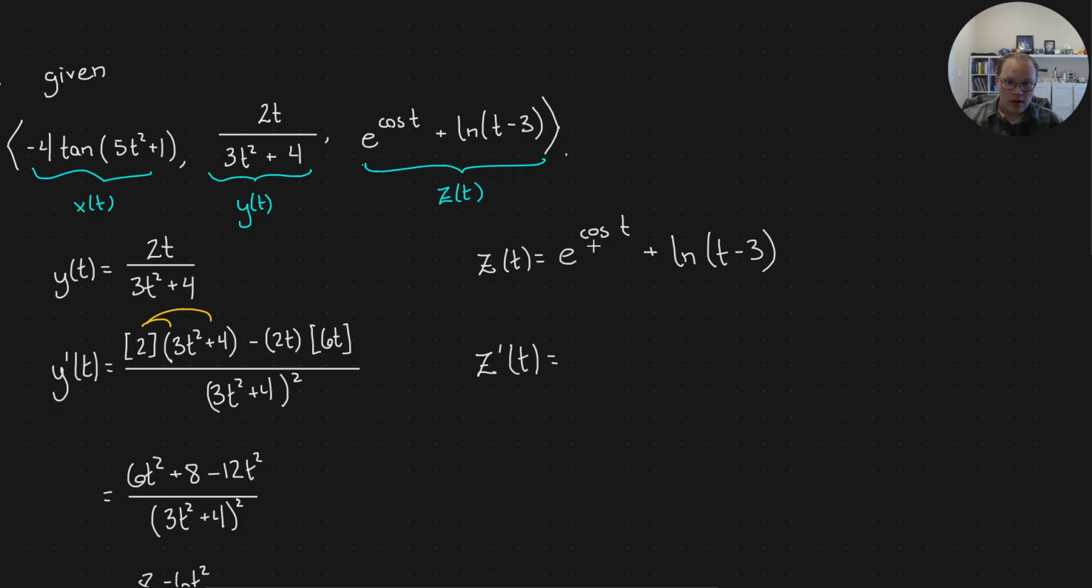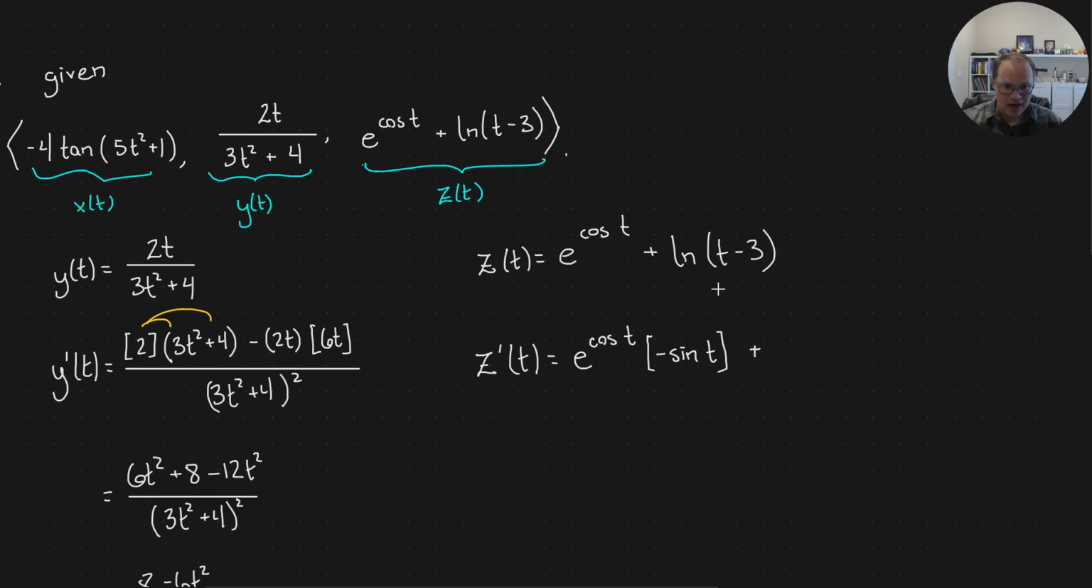For e to the cosine t and for natural log of t minus 3, I'm going to need a chain rule, right? Because this isn't just e to the t. This isn't just natural log of t. And because we have that extra complexity, we need the chain rule. So let's start with e to the cosine t. The derivative of e to something is e to something, right? It's just its own derivative. But then I need the chain rule because the something up here isn't just t. So derivative of that something, derivative of the cosine of t is negative sine of t. And the first term is done.